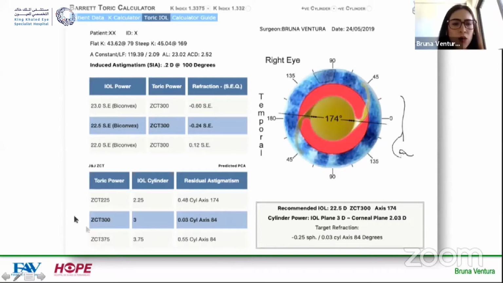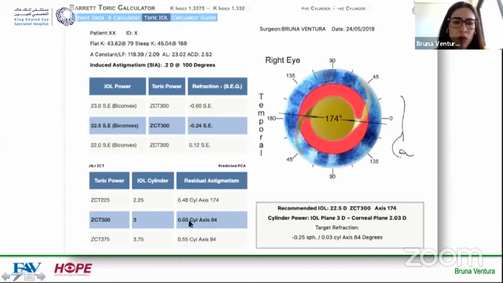Here is an example for the Johnson & Johnson lens, the ZCT. If I put a ZCT 225, the residual astigmatism that's predicted would be this amount. If I choose a ZCT 300, it expects a 0.03 residual cylinder at 84. If I put this other one, the ZCT 375, the expected residual would be 0.55. So in this area below, you can choose the different amount of toricity that you want to use in the patient.